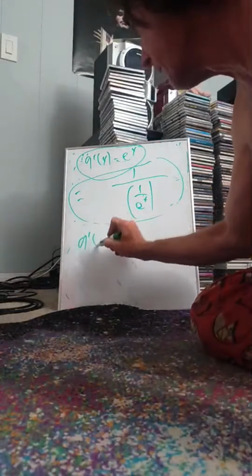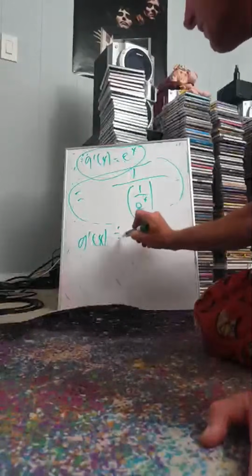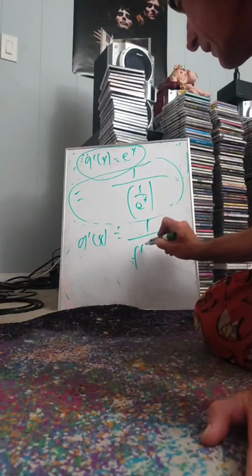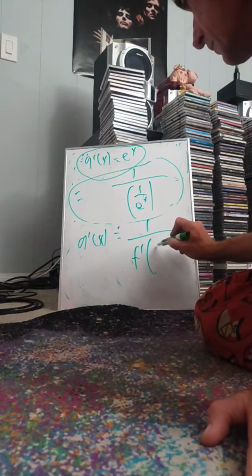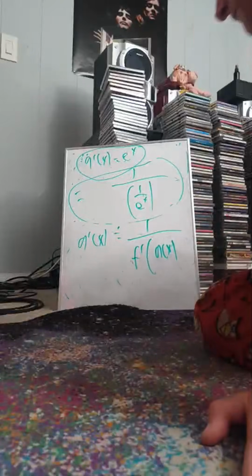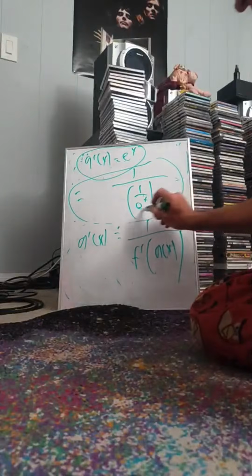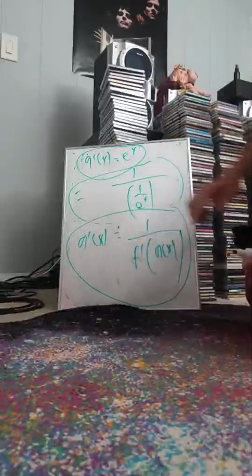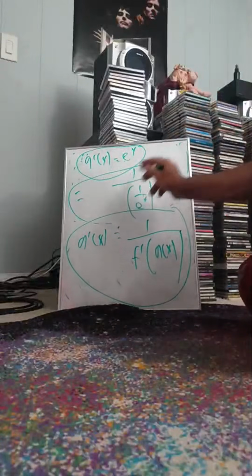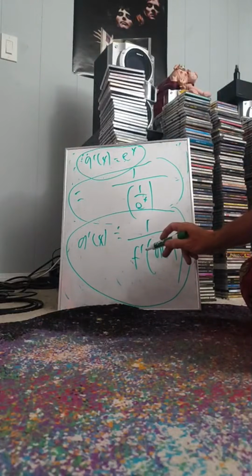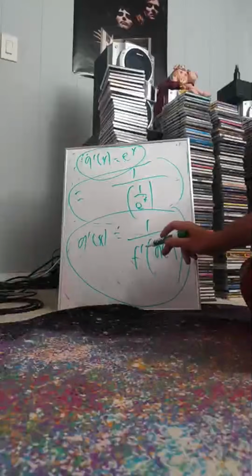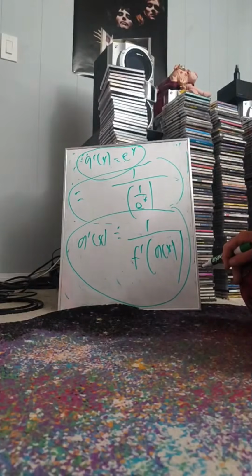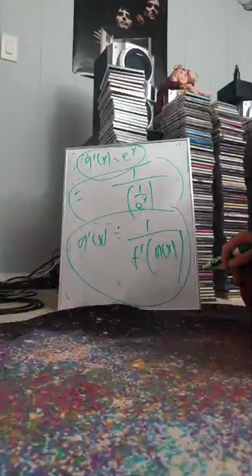So g prime of x is e to the x, but that's equal to 1 over e to the x, which is f prime of g of x. And that is our theorem, our theory for today. I don't need this line through here. That the derivative of g of x at that point here is 1 over the derivative of this point, g of x, is equal to 1 over f prime of g of x. Yes.